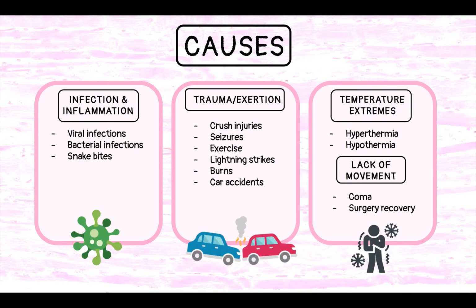Other causes can be infections and inflammation from injury, such as viral and bacterial infections and snake bites or venom. Trauma and exertion of the muscles can cause rhabdomyolysis, with crush injuries being the most frequent cause of the syndrome. Seizures, strenuous exercise, lightning strikes, electrical shocks, and burns can also cause trauma to the muscles. Hyperthermia and hypothermia, when the body becomes too hot or cold, are also causes. Lastly, rhabdomyolysis can be seen in those with limited movement, such as patients who are in a coma or who are recovering from surgery.